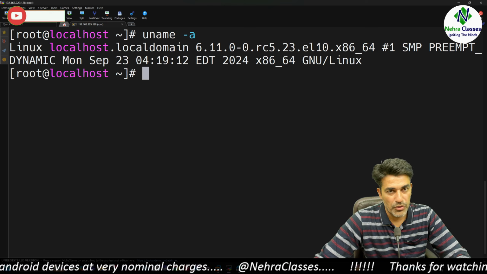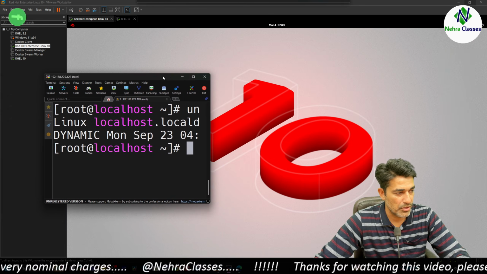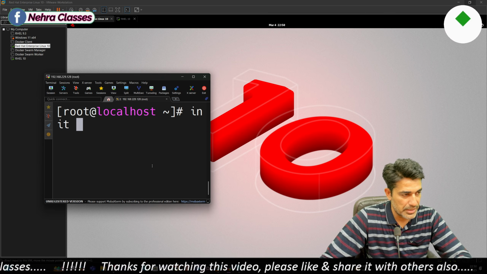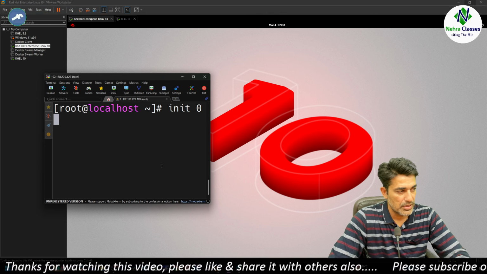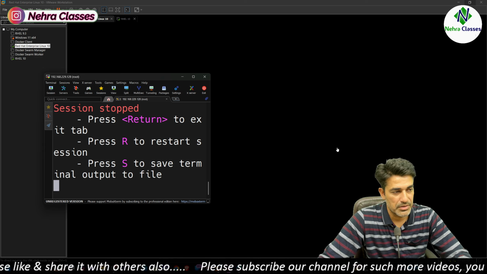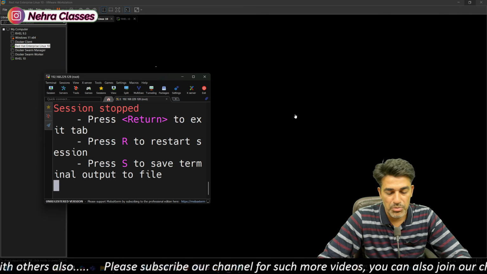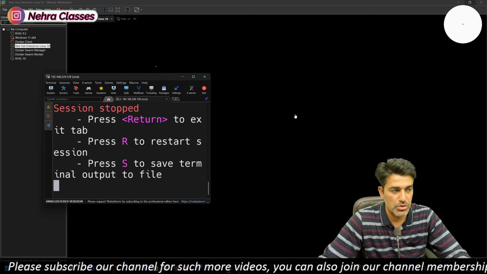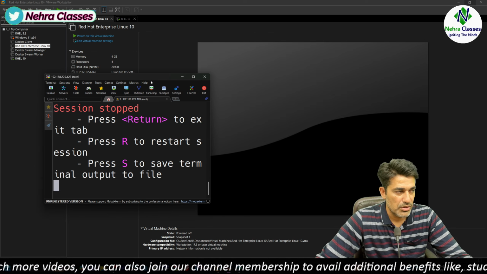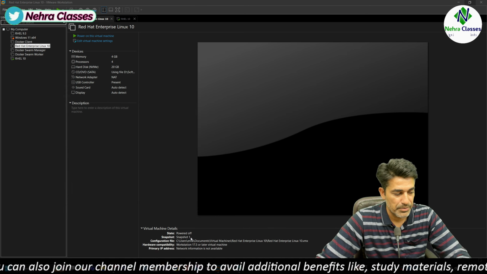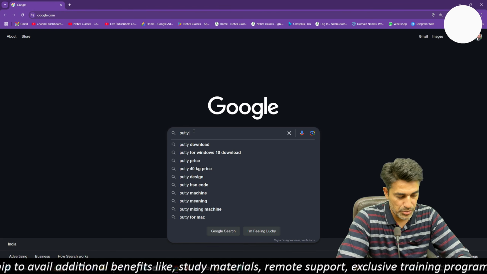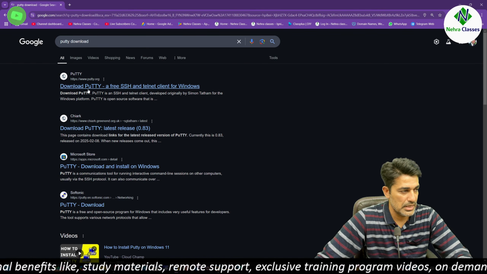If we want to power off this machine, we can easily power it off from this tool. How? Simply mention here init 0. As soon as I press enter, this machine will power off. Look at this. So we are able to manage the machine remotely using a tool, MobaXterm or PuTTY. In the industry, you will use PuTTY only. So if you want to use PuTTY, you can download it from the internet. PuTTY download. You can easily download it.